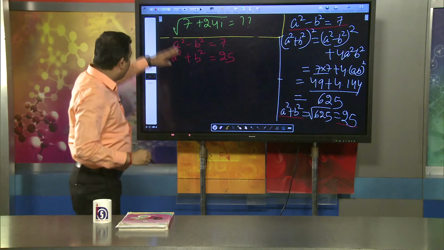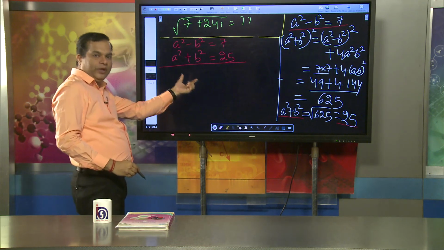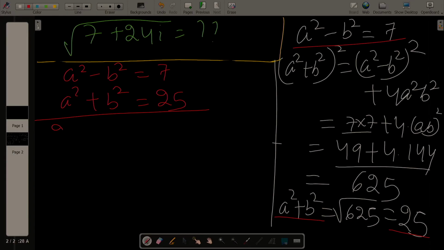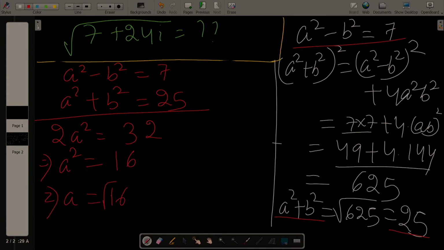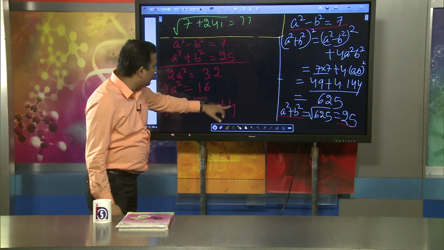Okay. Now, when we add these two equations, minus b square plus b square will cancel, and you will find 2a square equal to 7 plus 25, which equals 32. So the value of a square equals 16. The value of a equals the square root of 16, which equals plus minus 4. So the value of a we find is plus minus 4.